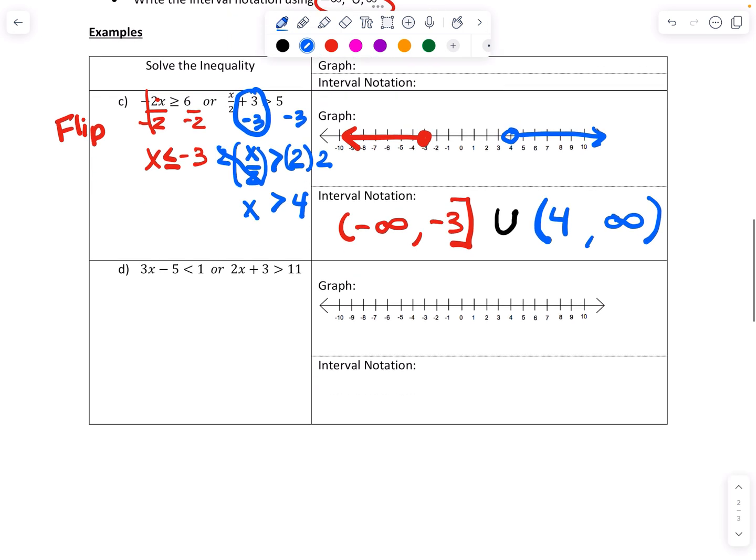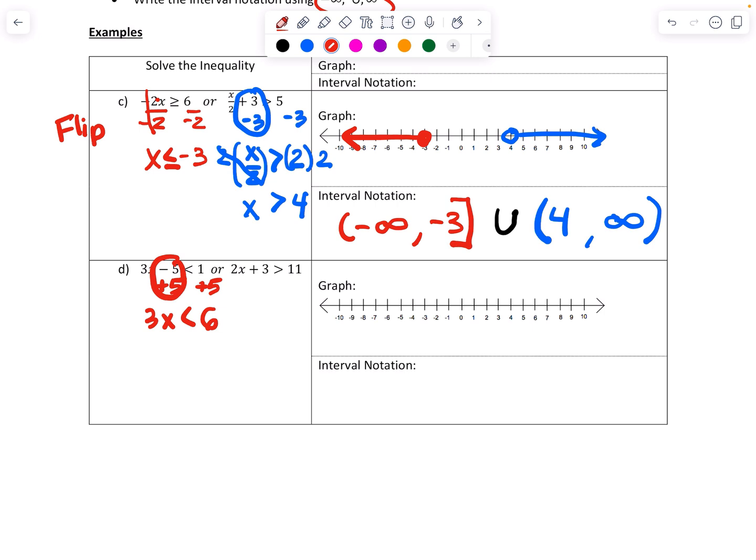Next problem, 3x minus 5 is less than 1. Let's solve that inequality first. To get rid of that minus 5, I'll add 5 to both sides, because negative 5 plus 5 adds to 0, and I'm left with just 3x on the left. 1 plus 5 is 6. Keep your inequality, so still less than.